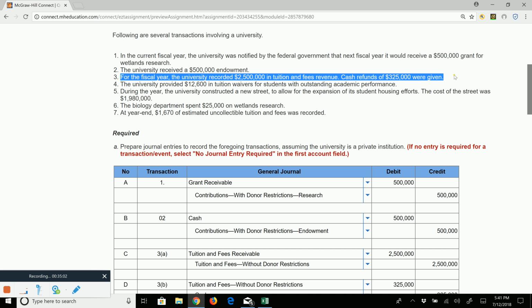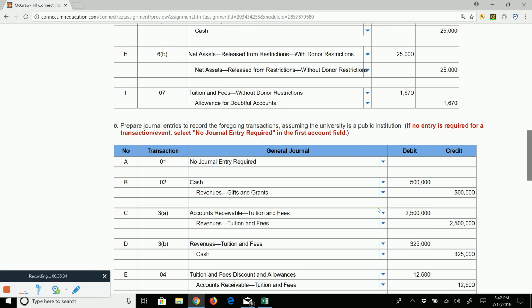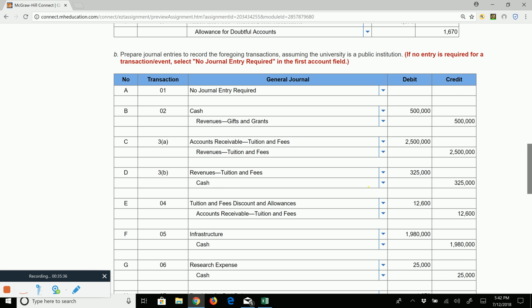Number 3, we can see this is pretty much the same thing. For the fiscal year, the university recorded $2.5 million in tuition and fees. Cash refunds of $325,000 were given. So on the private university, we're going to record the $2.5 million gross amount, debit receivable, credit tuition and fees without donor restrictions, and the refund given is going to be a direct debit to the tuition and fees account and credit cash.